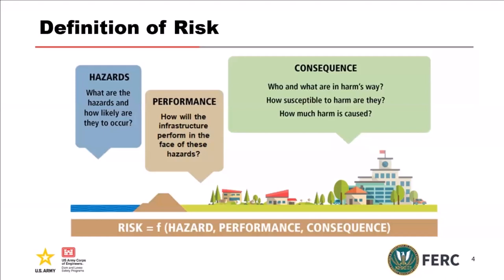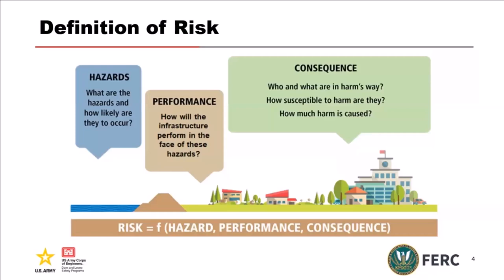And the third is consequences. So what's in harm's way? How susceptible to harm are they? How much harm is caused? Like Nate said earlier, our guiding light on this is life safety. But we also consider economic consequences, we consider environmental consequences, but most of our decision-making is based on life safety.